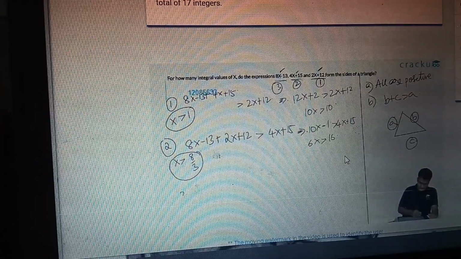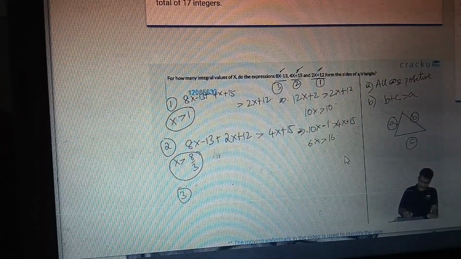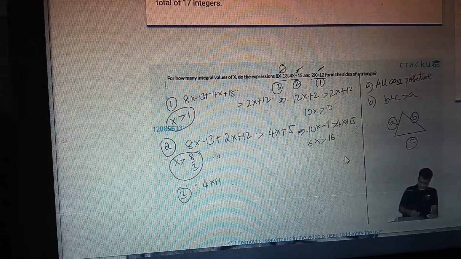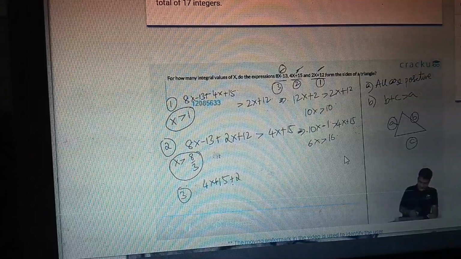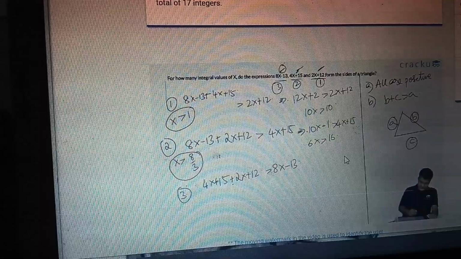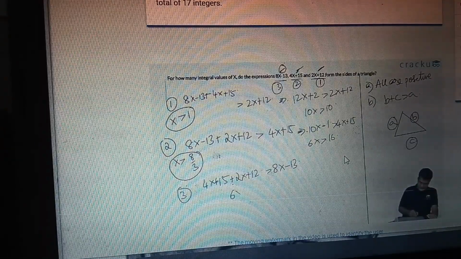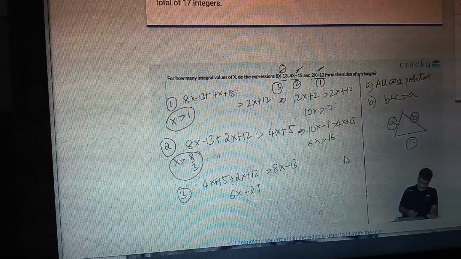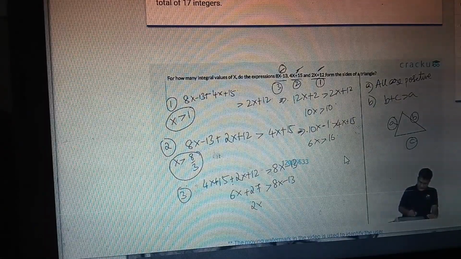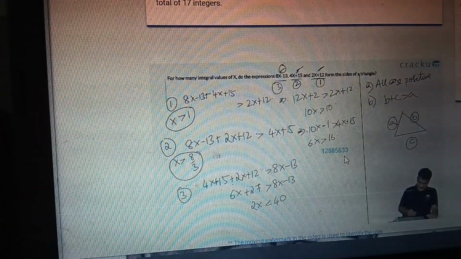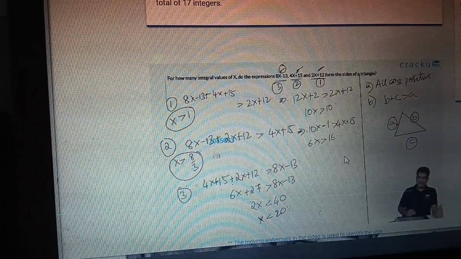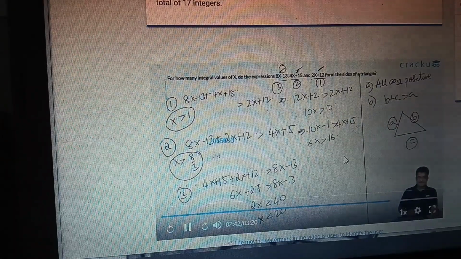In the third scenario, you want the sum of the second and the third sides to be greater than the first side. So 4x plus 15 plus 2x plus 12 has to be strictly greater than 8x minus 13. If you simplify this, it implies that 6x plus 27 is greater than 8x minus 13, or 2x has to be strictly less than 40, or x has to be strictly less than 20. So x has to be greater than 8 by 3 and x has to be less than 20.